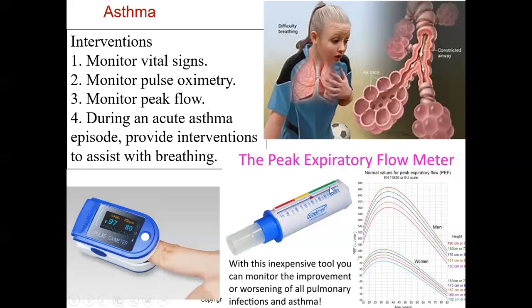Let me recap. If the marker is in the red zone, it means asthma is severe, emergency care needed. If the marker is in the yellow zone, asthma is flared up, it may go worse, or it may go better toward green. If the marker is in the green zone, it means asthma is well controlled.